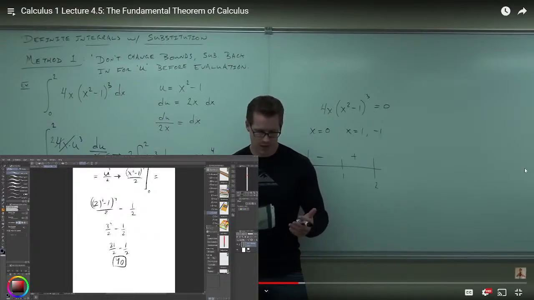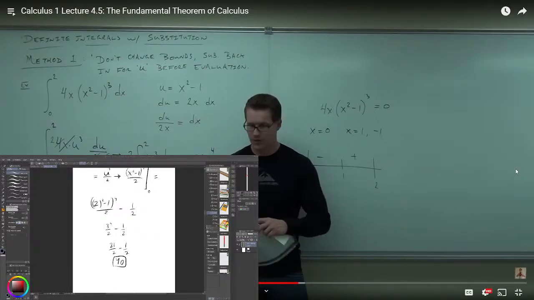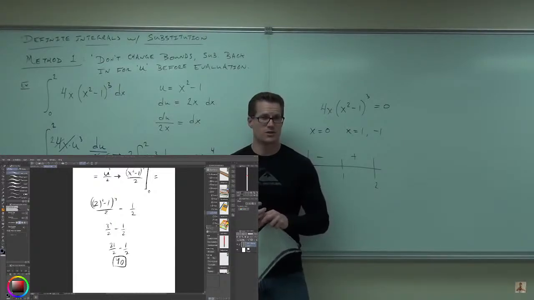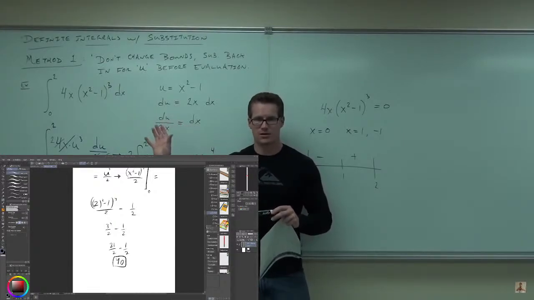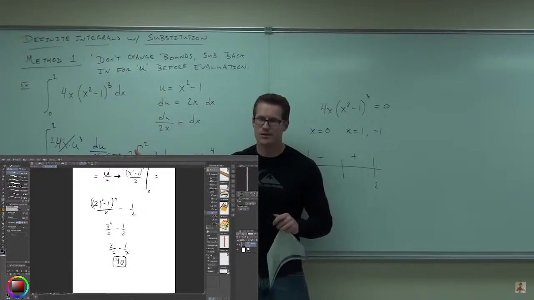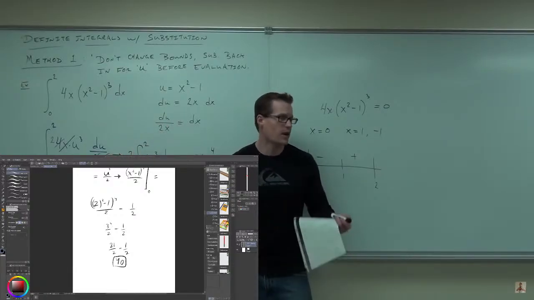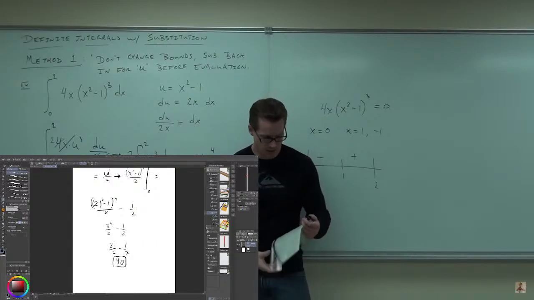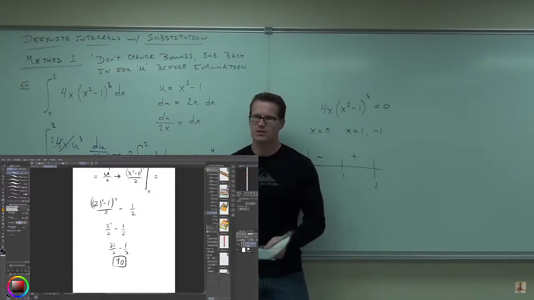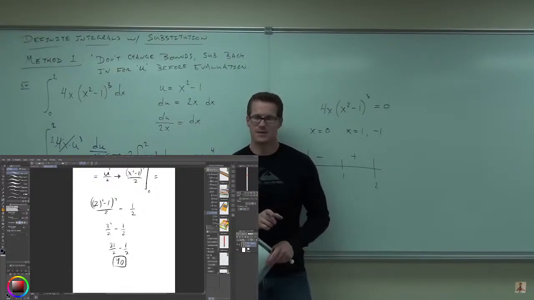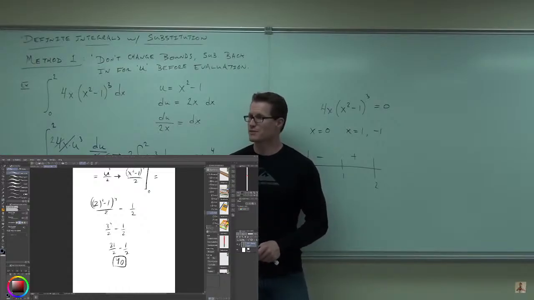Are you okay with this first example? Do you understand the idea of not changing bounds? It's basically the same exact thing you do for every example. You just don't change the bounds, you do the integral like you normally would, change it back into x like you normally would, and then plug the numbers in. That's the first method. The second method is maybe not necessarily a quicker way. It's not quicker. Maybe we can just do it a different way.